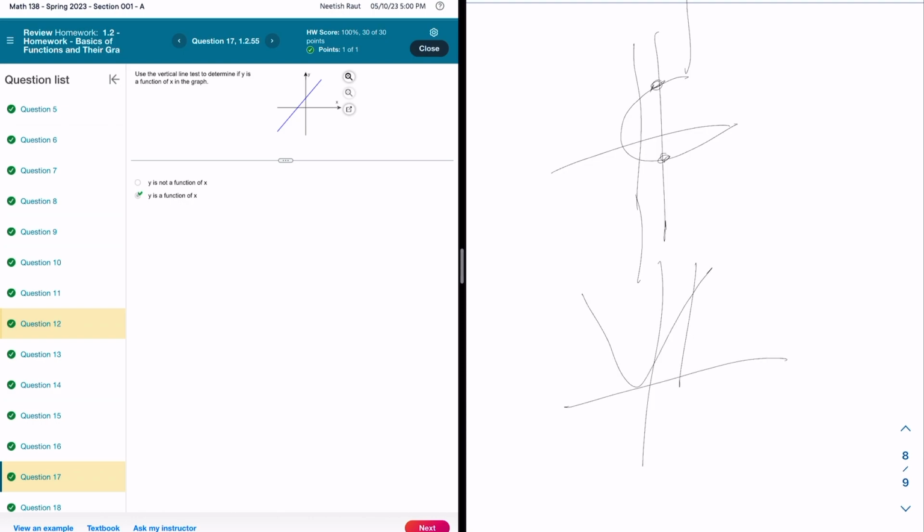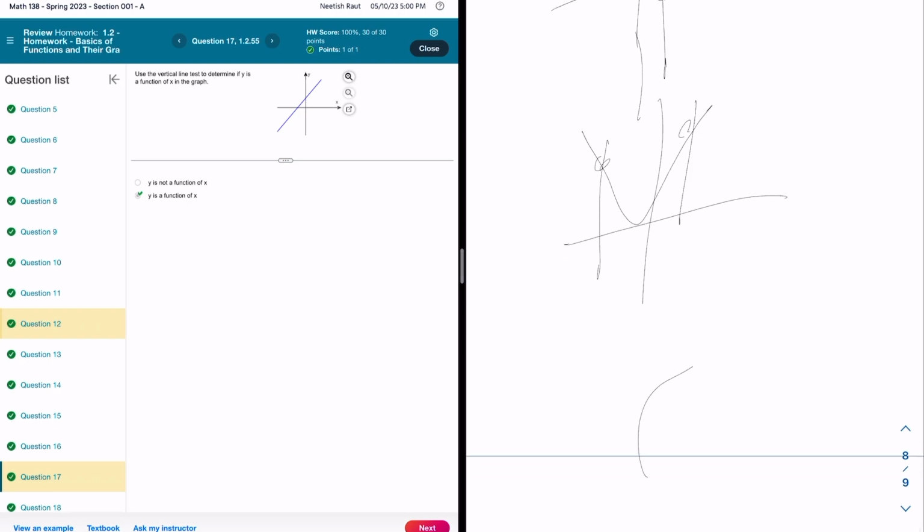Is this a function? One time. Yes, this is a function. Is this a function? One time. Yes, this is a function.